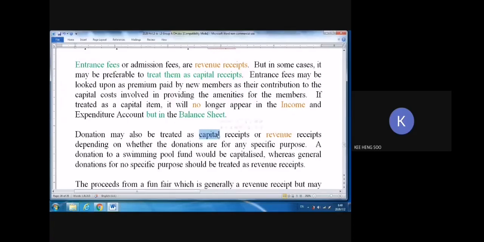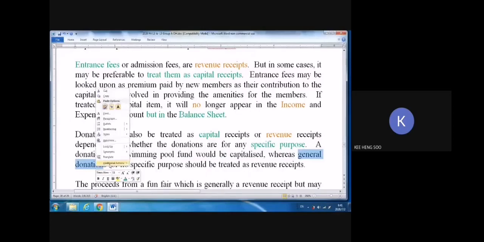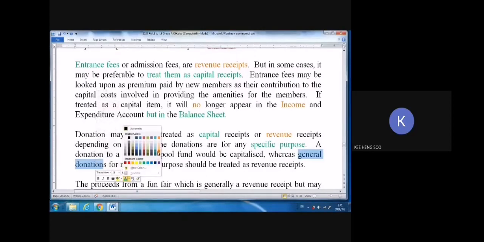Listen here. I want to donate money to Thai UC. I keep quiet. I just said I want to donate money to Thai UC. That is called revenue receipt. But I want to donate money to Thai UC for the student loan fund. Can you see that? For a specific purpose. Then it becomes a capital receipt. I want to donate money for you to build a swimming pool. It's called capital receipt. So general donation, no specific purpose, we call it revenue receipt.